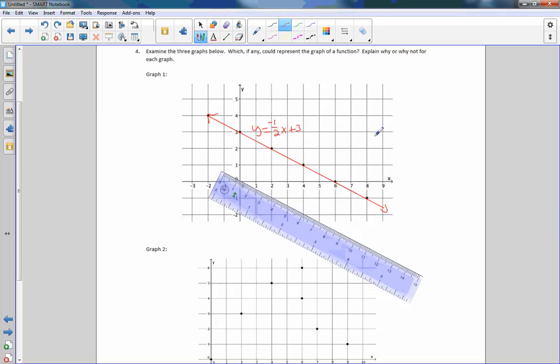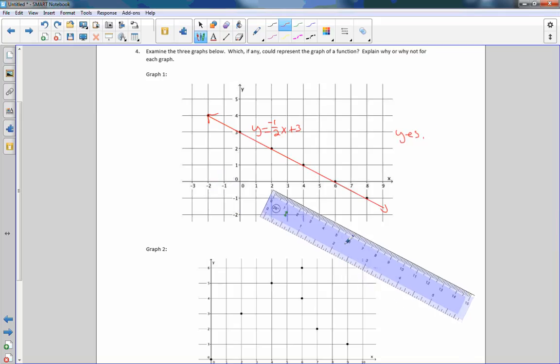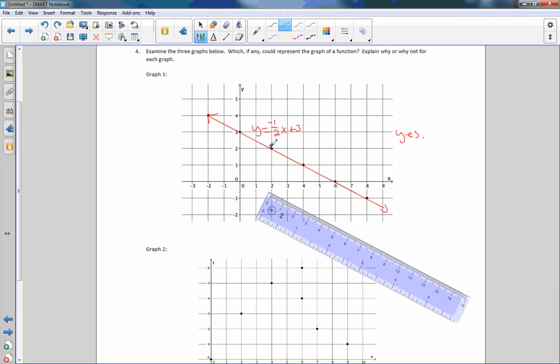Okay, so is this a graph of a function? And the answer is yes. Remember, if you have a function, you can only get one y value for each x you plug in. So I plug in 2, I got a 2. I can't get any other number on this vertical line. And that's what we're leading up to here.